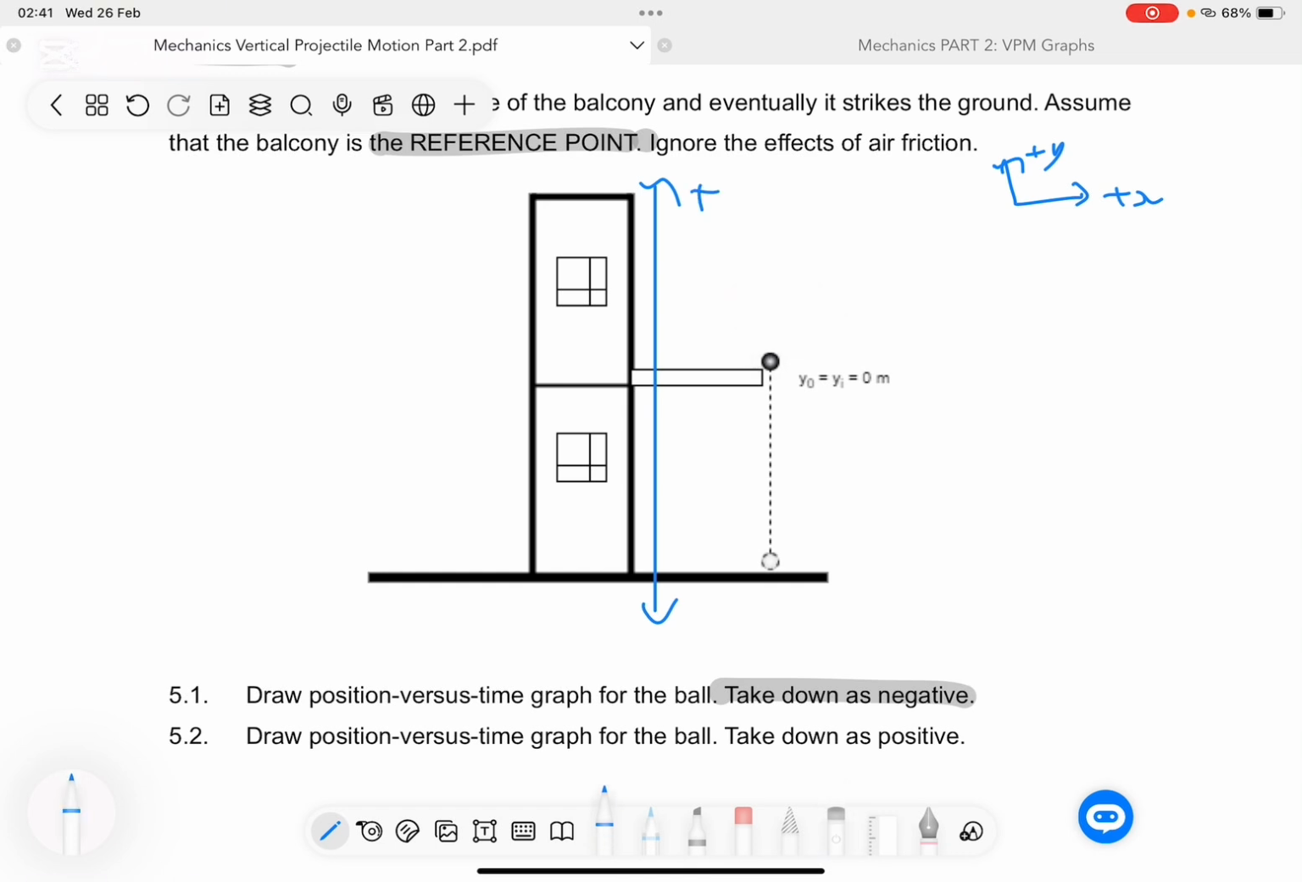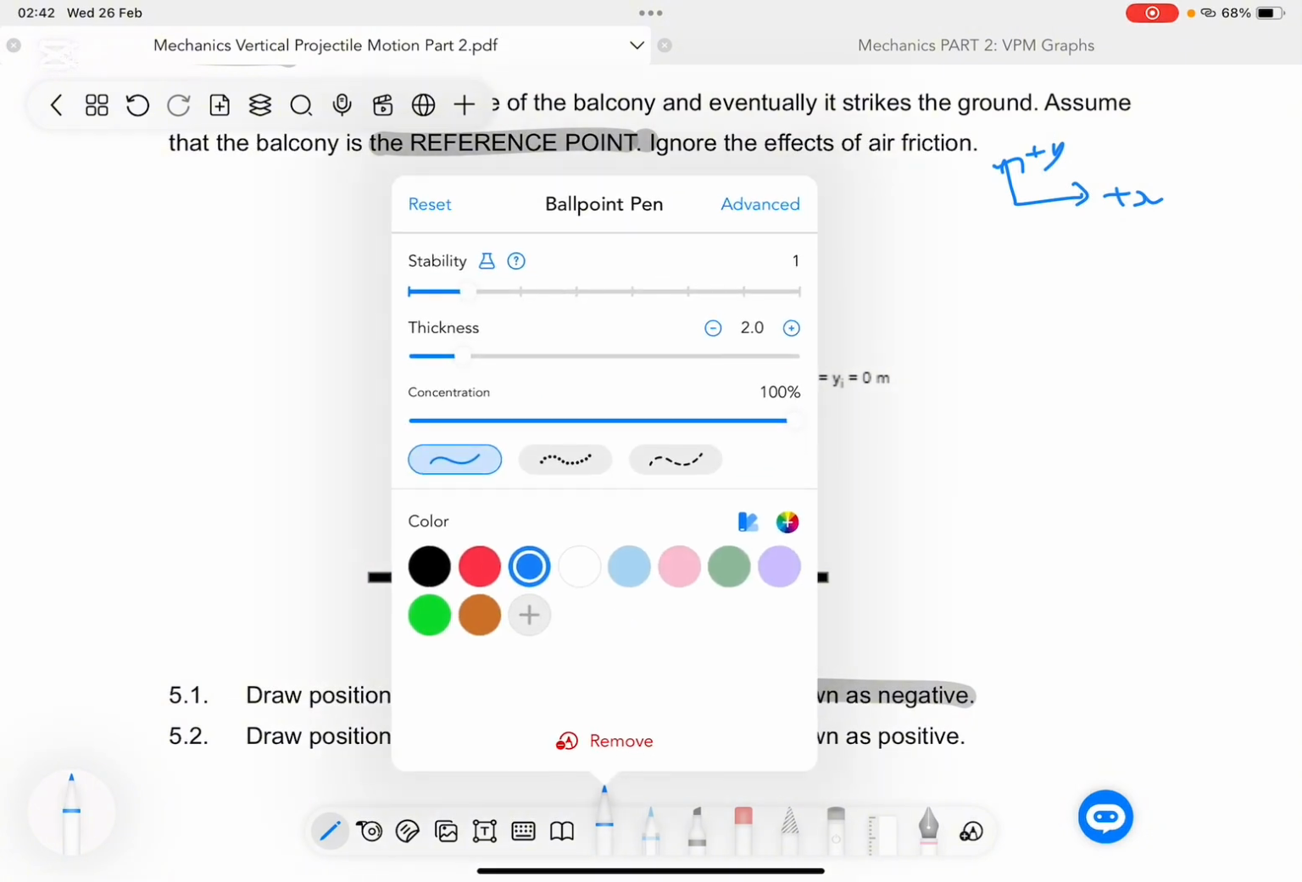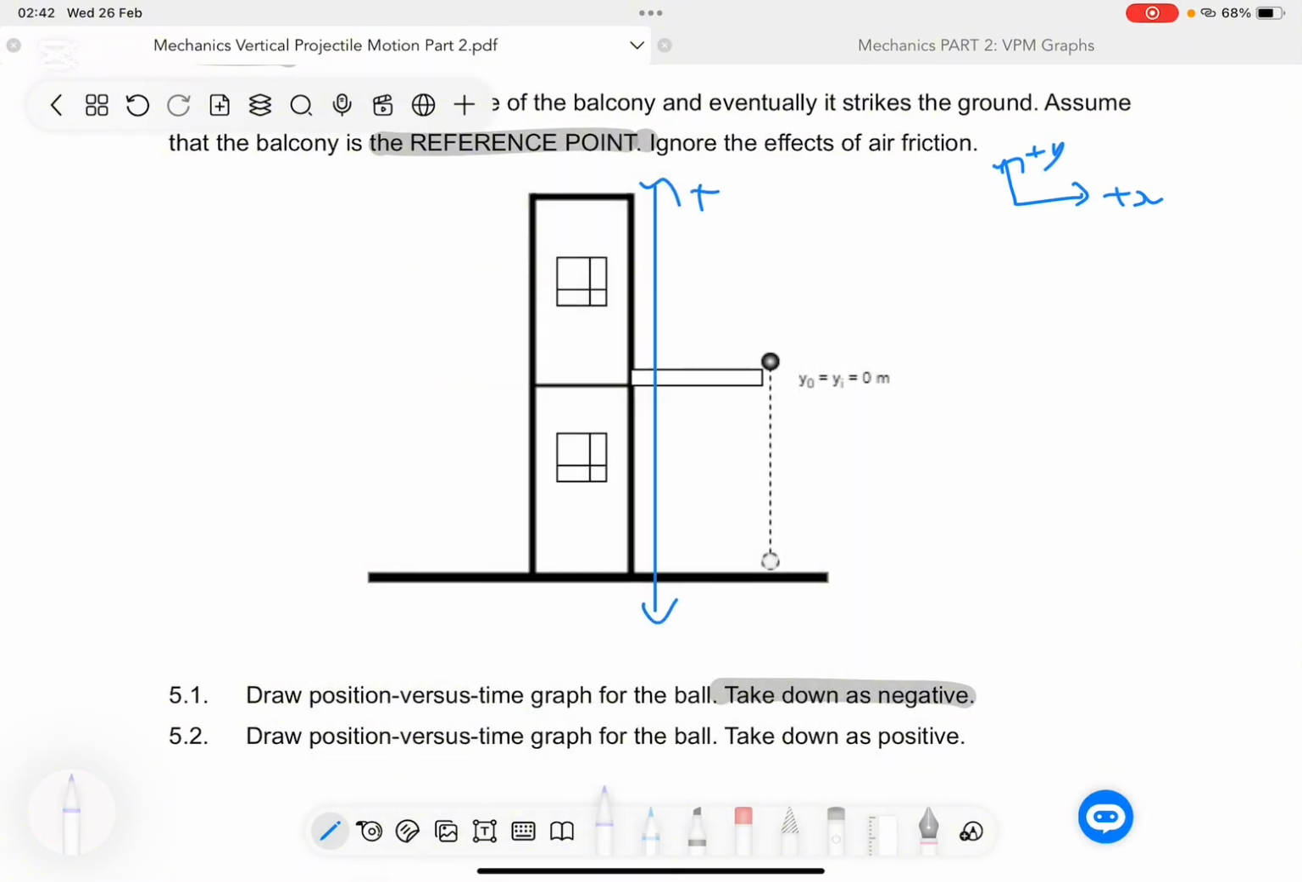But we can see that the ball starts its motion here on the balcony, which is the 0 point, the reference frame. So that's why here I'm saying yi, the initial position, is the same as the reference point and is the same as 0, because that's where the ball starts. It starts exactly at the reference point.